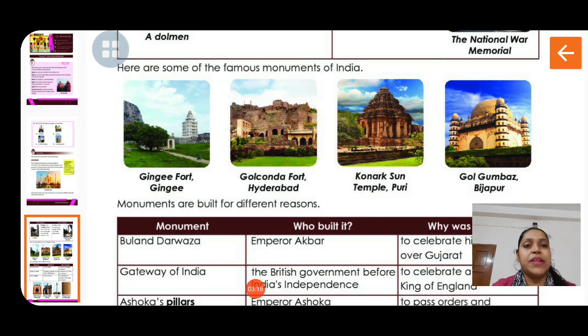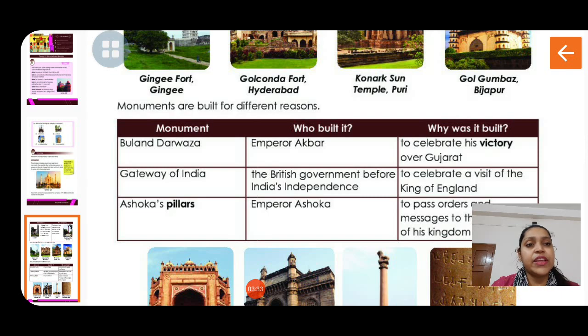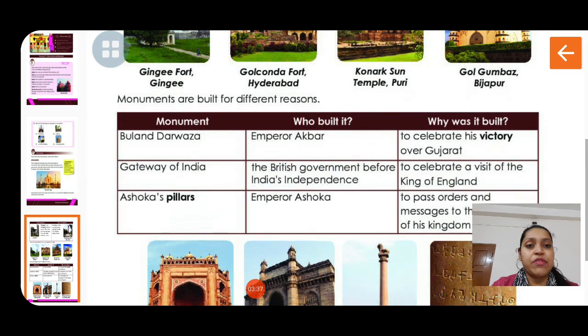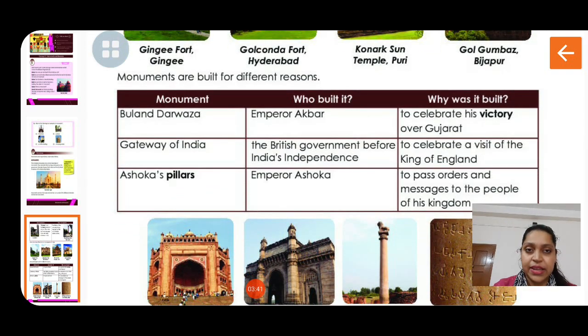Why are monuments built? And here we come across Buland Darwaza. It was built to celebrate the victory of Emperor Akbar over Gujarat. Gateway of India, why was it built? The British government built it to celebrate the visit of the King of England. And Ashoka's pillars, why were they built? They were built by Emperor Ashoka to pass orders and messages to people of his kingdom. So children, monuments are always built for a reason, but the reason can be different.